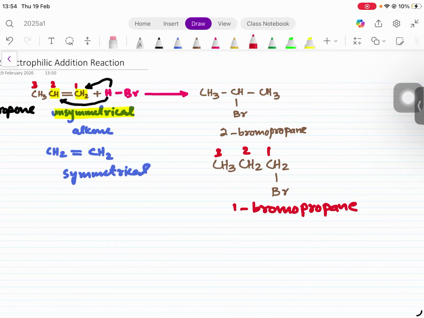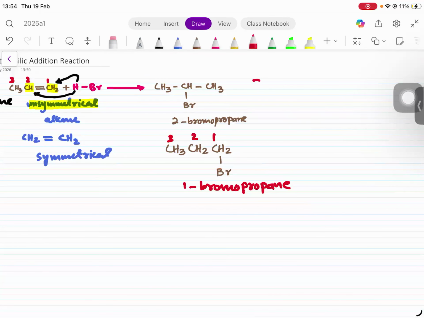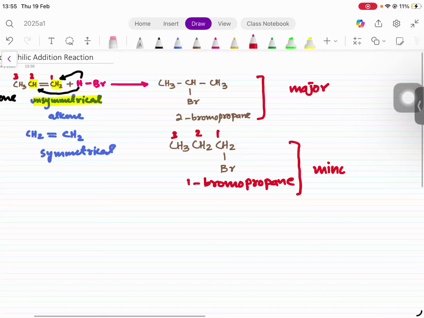Now, what do we expect? They should be in equal amount because the hydrogen should have equal opportunity to get attached to either carbon number 1 or 2, but that's not the case. The products that have been formed, the 1-bromo and 2-bromo, are not in equal amount. Rather, 2-bromo is in a major amount. You call it a major product because it is in a huge amount. And what about this? This is the minor. You understand what I'm saying? Of the 2 products, one of them is in a larger amount, called major, and the other one is in a smaller amount, called the minor product.